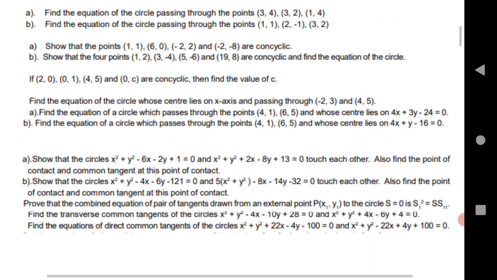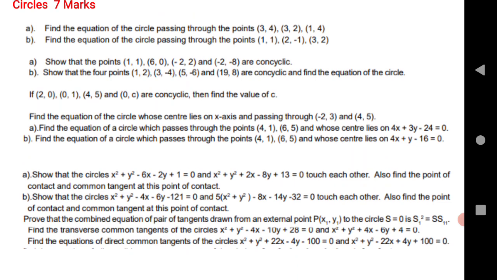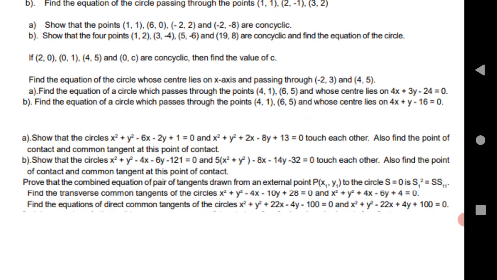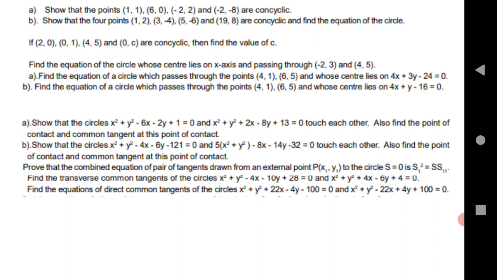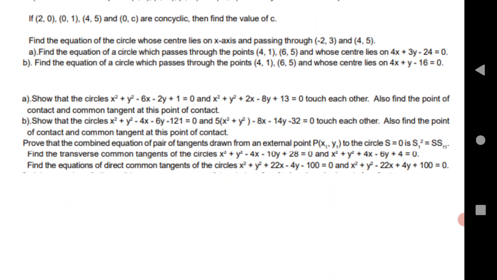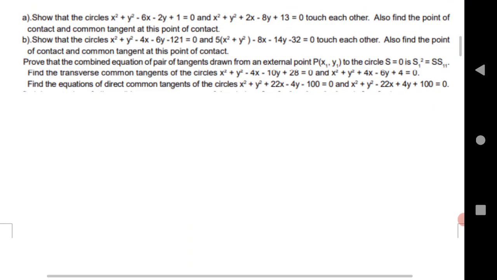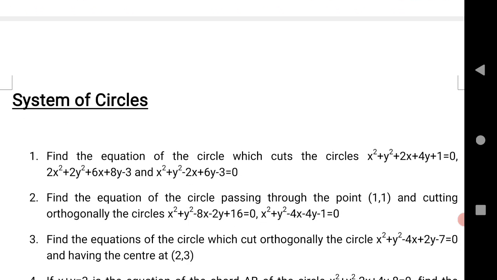See, in circle, 3 points, concyclic, find the value of c, 2 points with the center lying on a line, and the center lying on the x-axis are very important questions. All these questions are very important. Practice this, definitely it will give you maximum marks in the chapter circle. Let us go to system of circles.